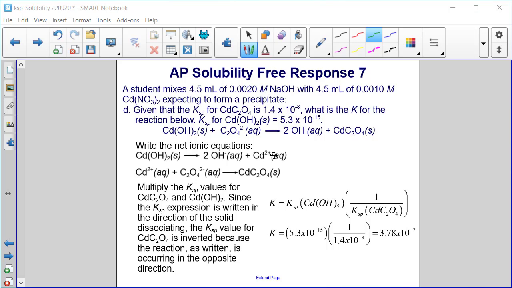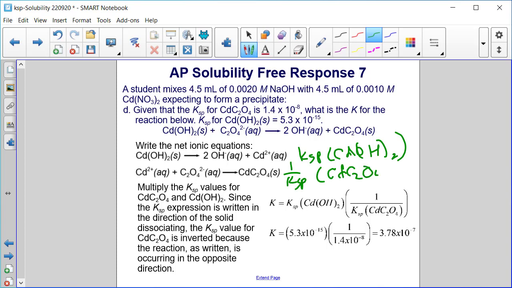So this is written as the Ksp for the cadmium hydroxide. Okay. And this is the inverse of the Ksp for cadmium oxalate. Okay. And so we just multiply the Ksp values when we add the reactions together. And so we take the Ksp of cadmium hydroxide, 5.3 times 10 to the minus 15, multiply by the inverse of the cadmium oxalate Ksp, and we get 3.78 times 10 to the minus 7 as our overall value of K.